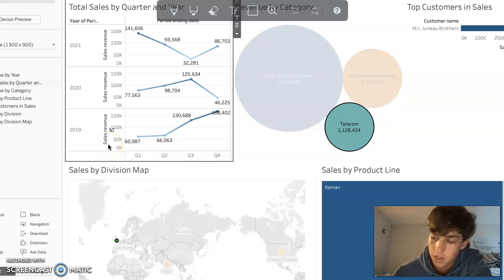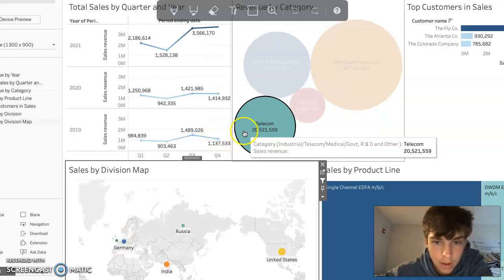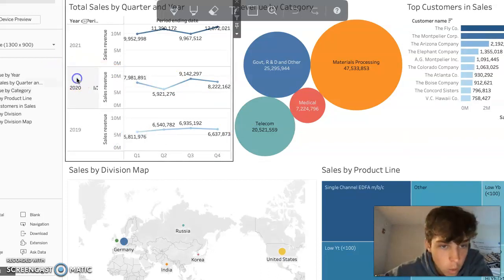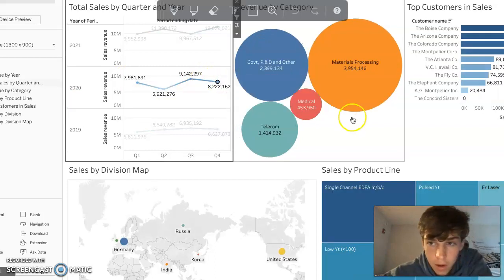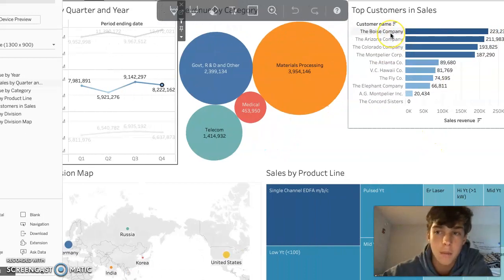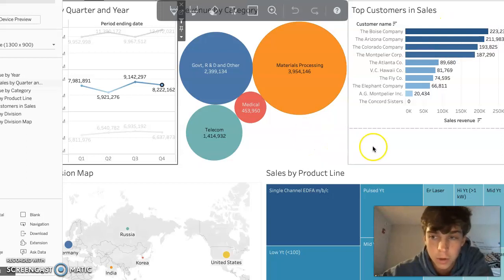So for the sixth question, it asks, who was cat manufacturing's top customer in the fourth quarter of 2020? So what you can do is you unclick everything, and then you're going to click on 2020, and you click on the fourth quarter, and you can see that in the top customers in sales that the Boise company was the top customer with $223,234 spent.